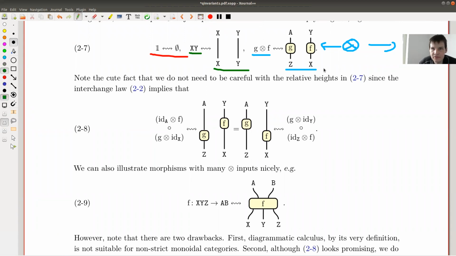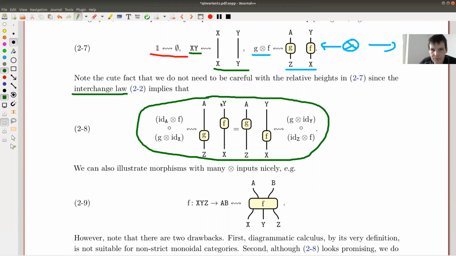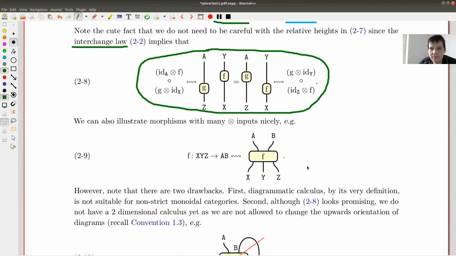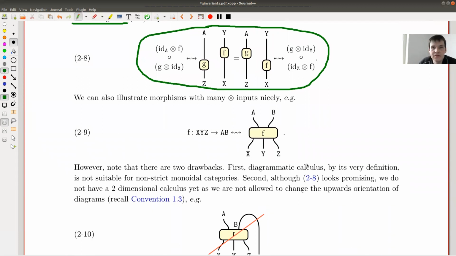And this is how the interchange law looks. So the interchange law, in this case, is just a height operation. It's just this operation. It looks a bit strange, but it's just a very natural topological operation on Feynman diagrams. Pretty nice, and it will turn out to be extremely useful for the diagrammatic calculus in the end.